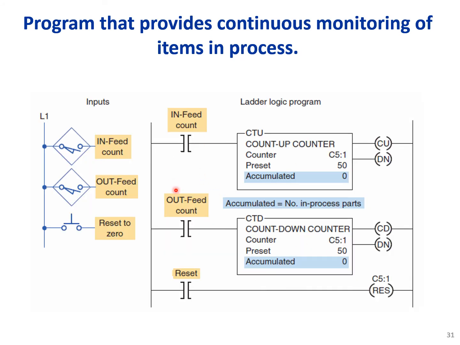So here we have the program: in-feed count, out-feed count, and we have a reset. And the accumulated value of the counter shows the number of in-process parts.